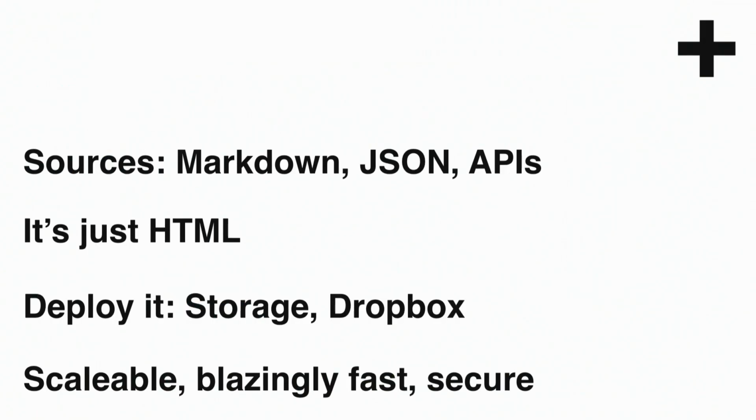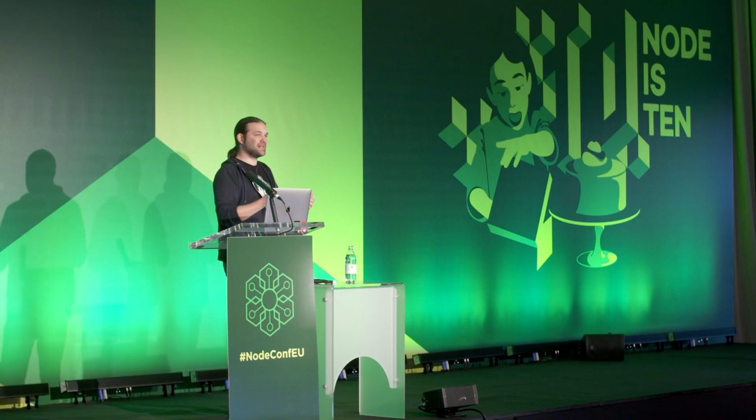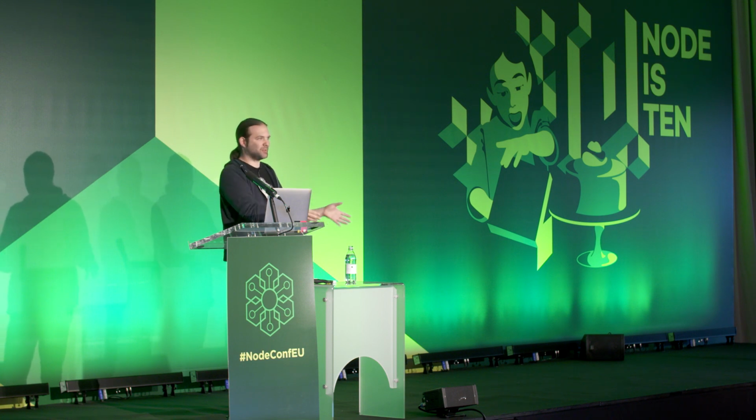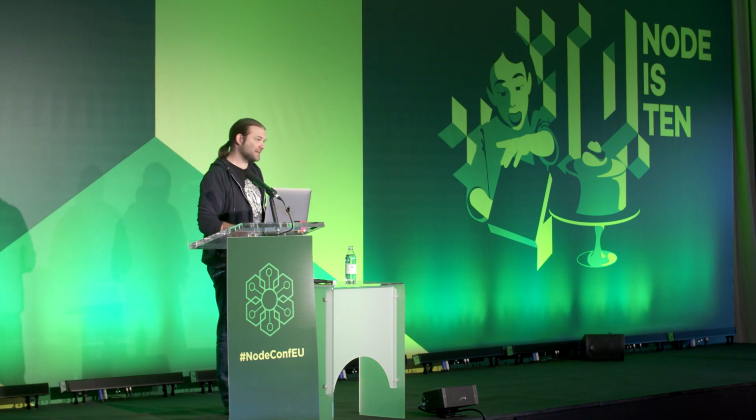The cool thing about it is that we can use any sources that we like. We can have Markdown, we can have JSON, we can have some APIs that we combine and generate HTML out of it. And it's just HTML, which means we can deploy it everywhere. Some people deploy it on Dropbox or Google storage, and this just works. With that, it becomes easily scalable, even if your servers burn down. Well, static sites can be served anywhere. They're blazingly fast, and they're super secure. If the server is just able to serve static HTML, it's really, really hard to hack it.